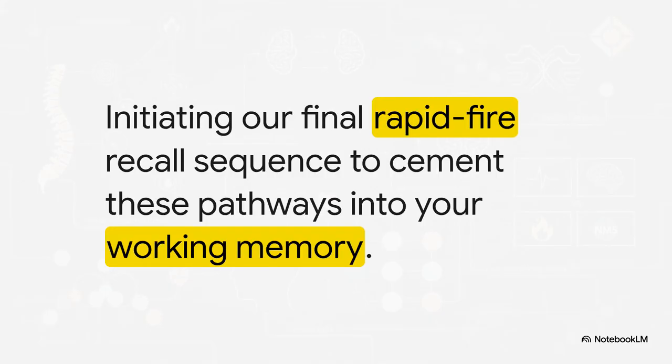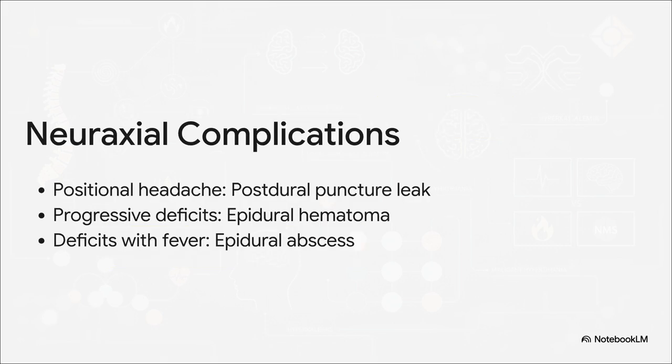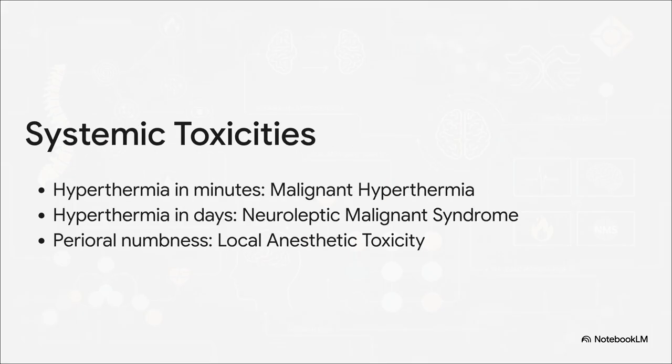Okay, let's wrap this up with the rapid-fire algorithm summary. We're initiating our final rapid-fire recall sequence to cement these pathways into your working memory before testing. First, recapping neuraxial complications. If the headache is positional, improving when supine, it's a post-dural puncture CSF leak. If the back pain is paired with rapidly progressive neurologic deficits, it's an epidural hematoma, requiring an urgent MRI. But if you see progressive deficits alongside that classic triad of fever and localized pain, you're looking at an epidural abscess.